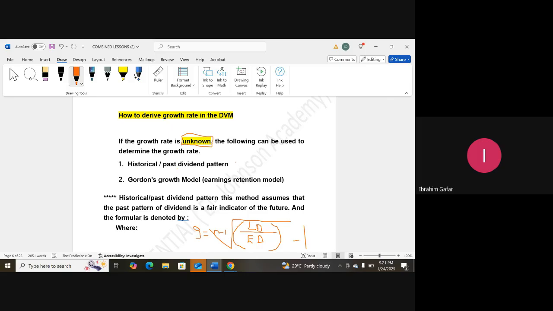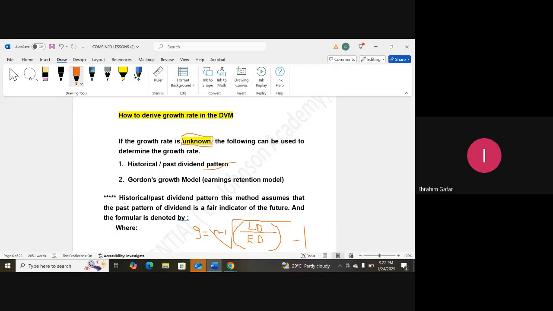It means that if the examiner truly wants you to use the growth rate and it is not given in the question, the examiner will give you information regarding this. Number two is that you can use the method called Gordon's growth model. Another name for the Gordon growth model is the retention model.